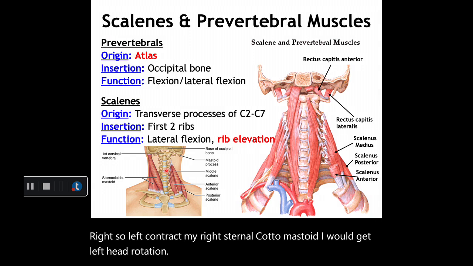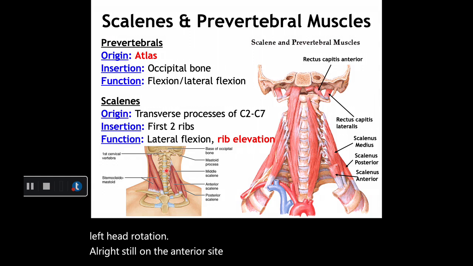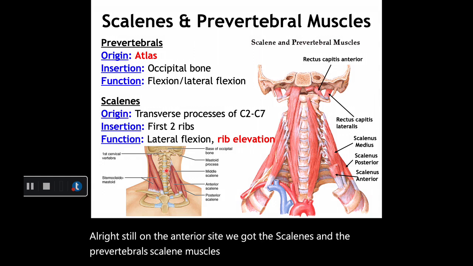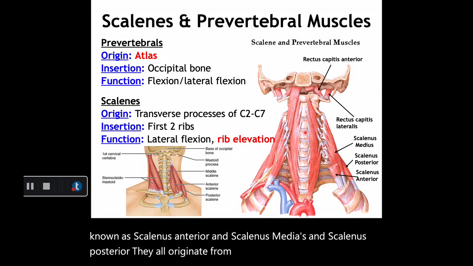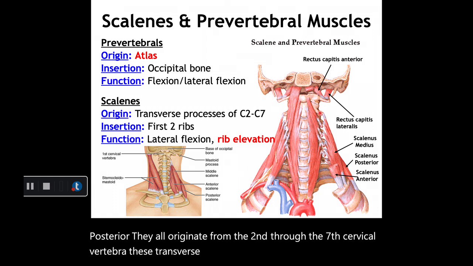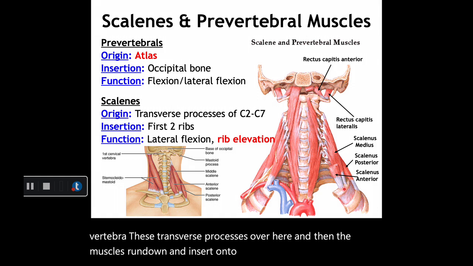All right, still on the anterior side, we got the scalenes and the prevertebrals. Scalene muscles, you got three of these. They're known as scalenus anterior, scalenus medius, and scalenus posterior. They all originate from the second through the seventh cervical vertebra, these transverse processes over here. And then the muscles run down and insert onto the superior surface of your first two ribs.